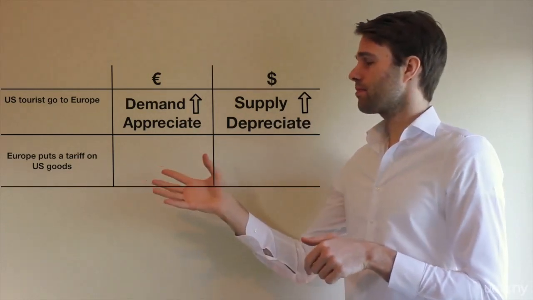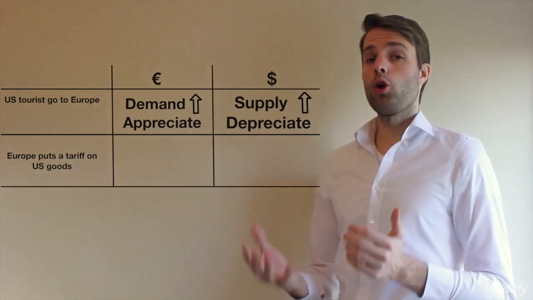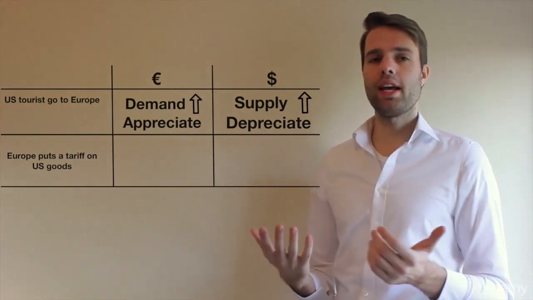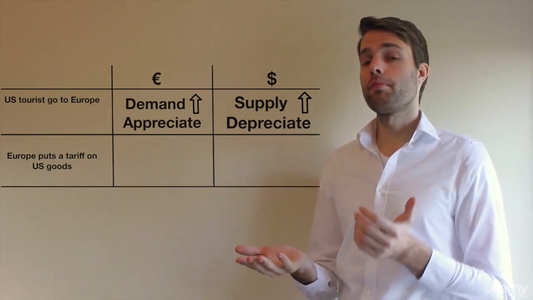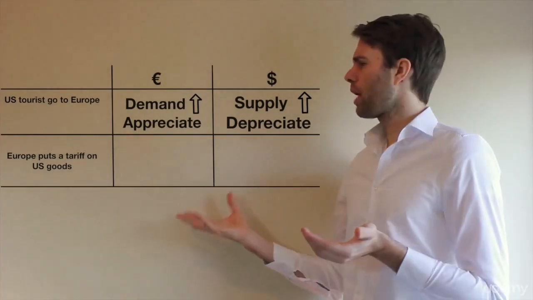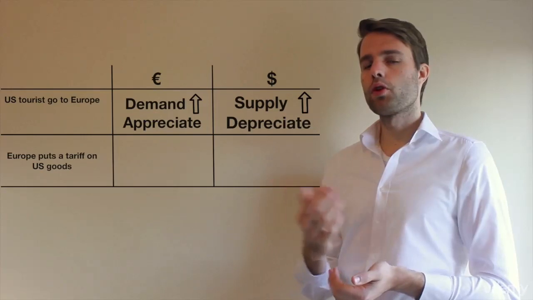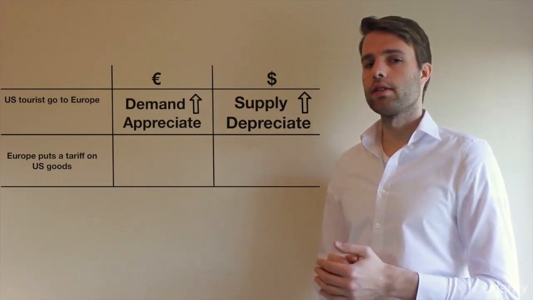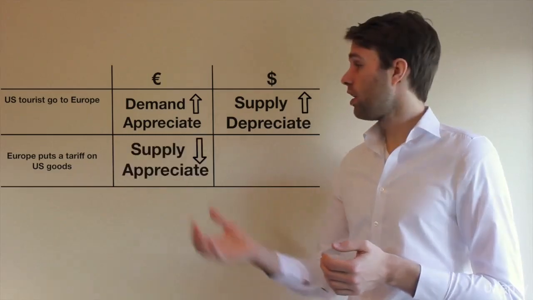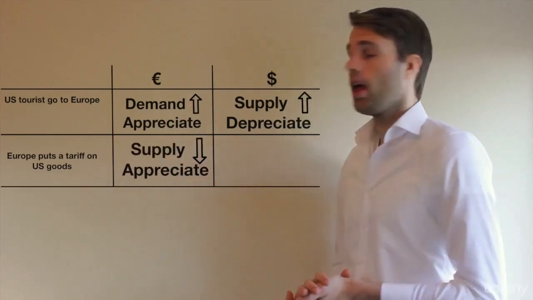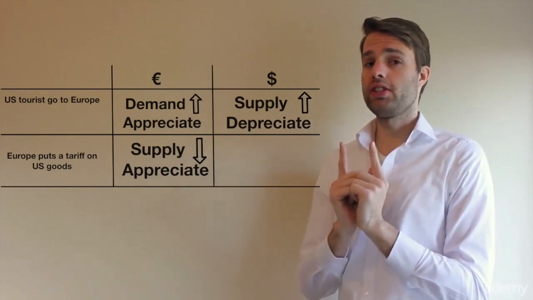Second example. Imagine that Europe is putting a tariff on US imports, meaning that goods bought from America are now more expensive because of the tariff. What happens to the euro? Well, if goods are more expensive to buy for Europeans, they will buy less. And if they buy less, they supply less euros to do so. So the supply for the euro will go down. And we know when the supply for a currency goes down, the currency will appreciate.